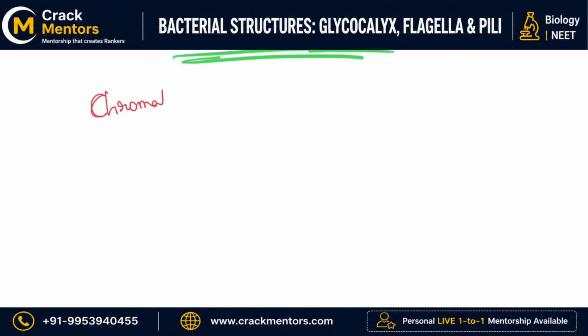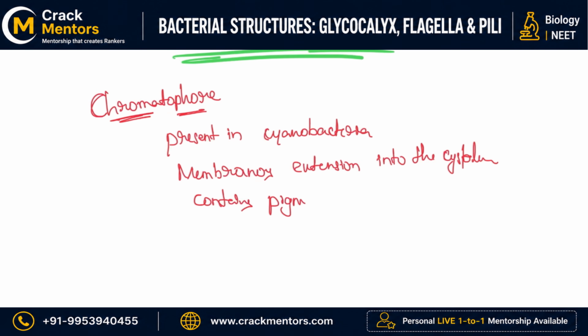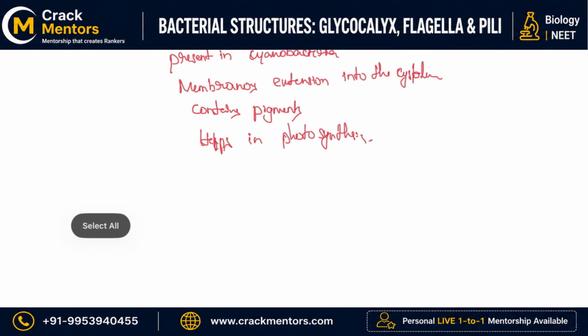We next talk about a chromatophore. What do you mean by a chromatophore? Chromatophore is seen in cyanobacteria. It is a membranous extension into the cytoplasm. This extends from the plasma membrane to cytoplasm. What does this contain? This contains pigments and helps in photosynthesis. So the next modification after the chromatophore is we talk about the Flagella, Pili, and Fimbriae.